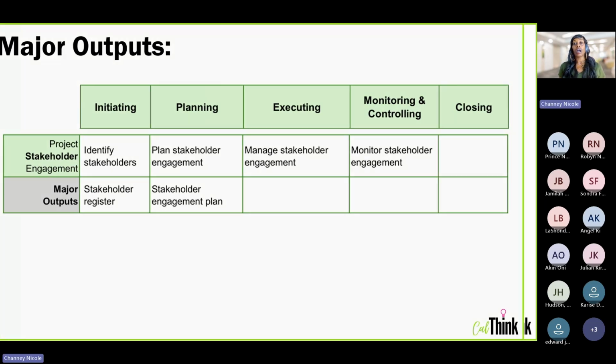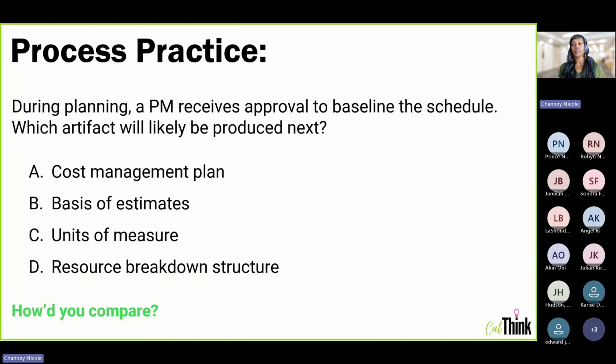All right, so let's go back to our practice questions. During planning, a PM receives approval to baseline the schedule. Which artifact will likely be produced next? Now, if you guessed A for cost management plan, you are correct.